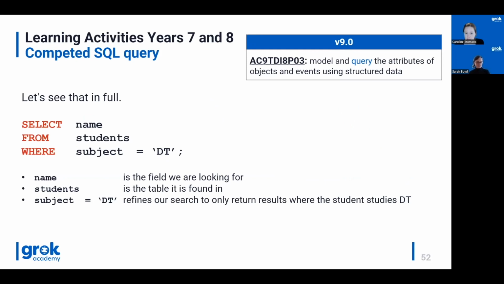So you select the name from the students table where the subject is equal to DT. So name is the field that we're looking for. Students is the table it's found in. And the extra element is the refinement of our query, so that we only get the specific information that we're looking for. So this is an example of how you can create a very simple query in SQL.